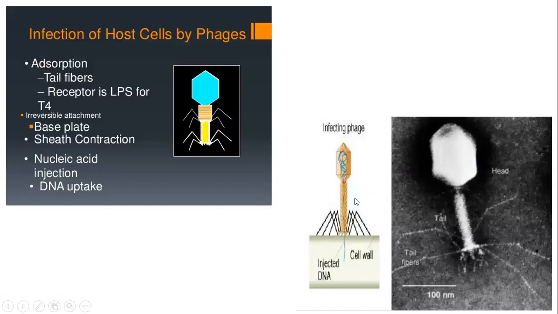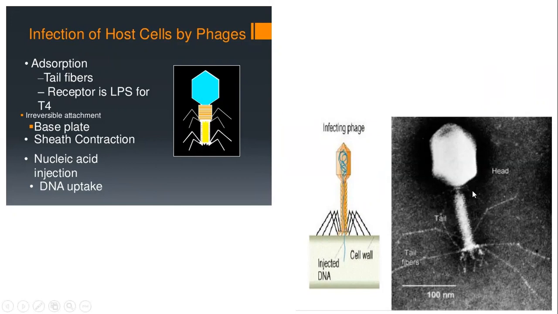So this is the mechanism discussed in a little more detail. It sits on the bacterium cell wall due to the property of adsorption, where the tail fibers act as the helping organ for the adsorption process. The base plate is attached to the bacterium cell wall, and nucleic acid is injected by the squeezing method, and DNA is taken up by the bacterium.